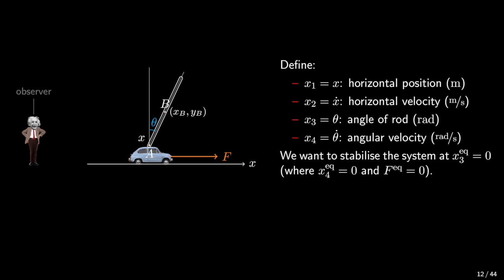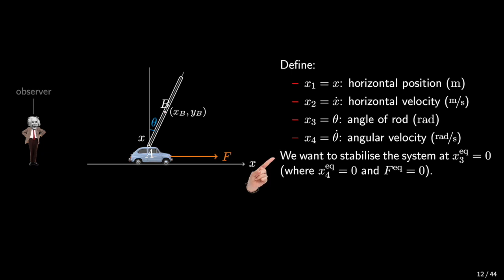This system has 4 state variables. These are x1, which is the horizontal position of point A in meters, x2, which is the horizontal linear velocity of the car in meters per second, x3, which is the angle in radians, and x4, which is the angular velocity of the rod in radians per second. The manipulated input is a horizontal force F, which is exercised on the car.